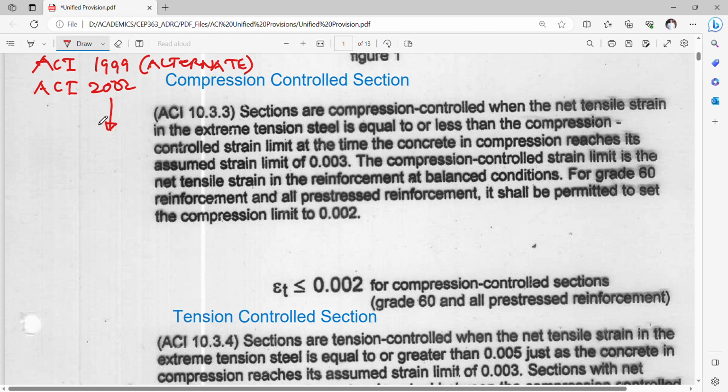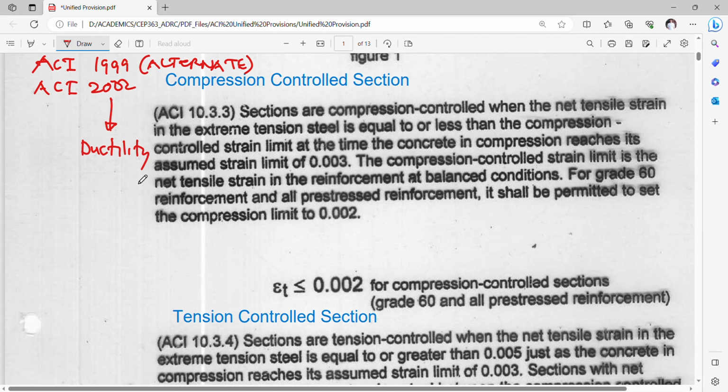So for a unified analysis on both axial and axial flexural members, or simply columns and beams, we may consider this compression control and tension control, especially when we're dealing with the ductility considerations.